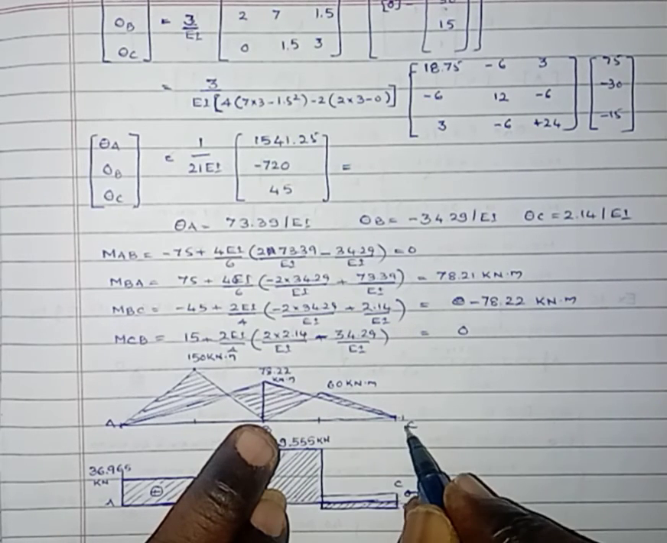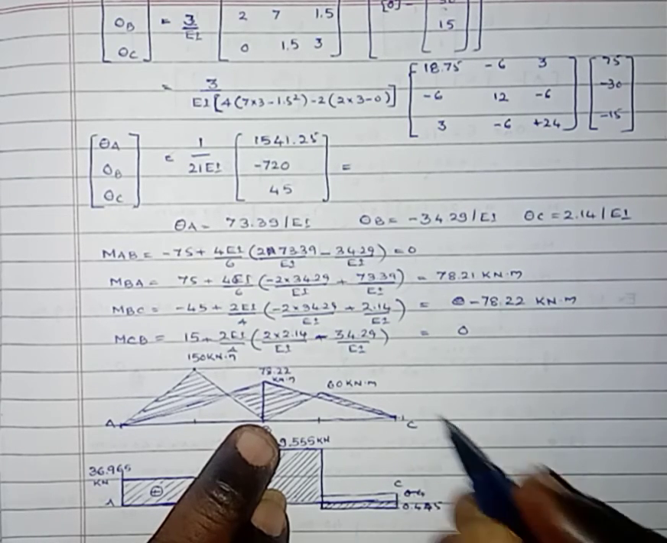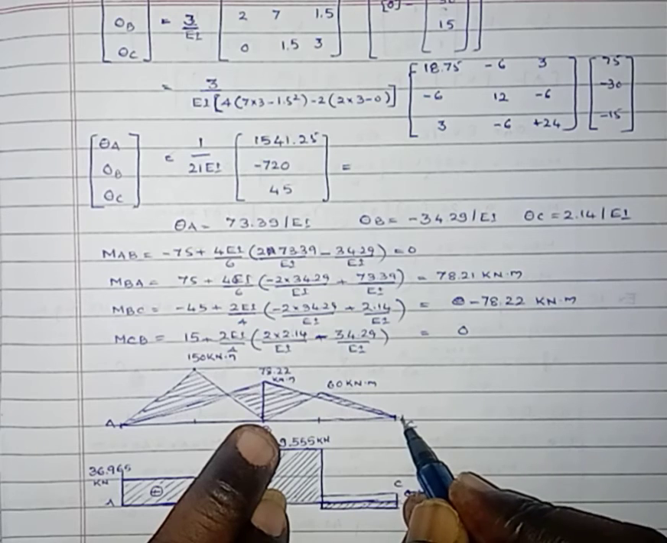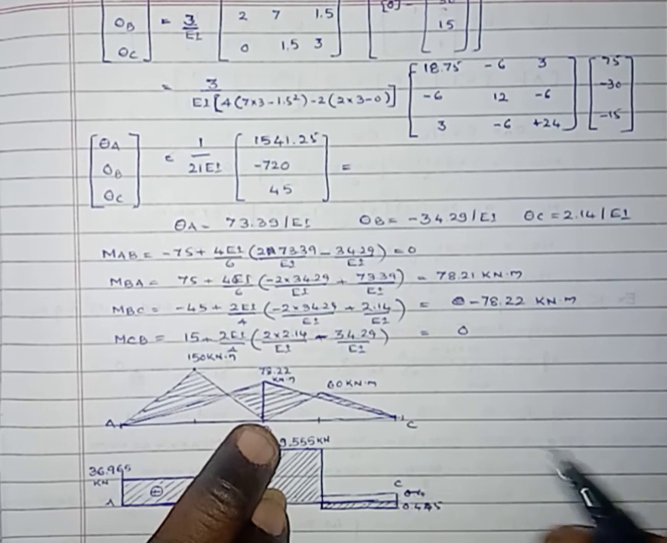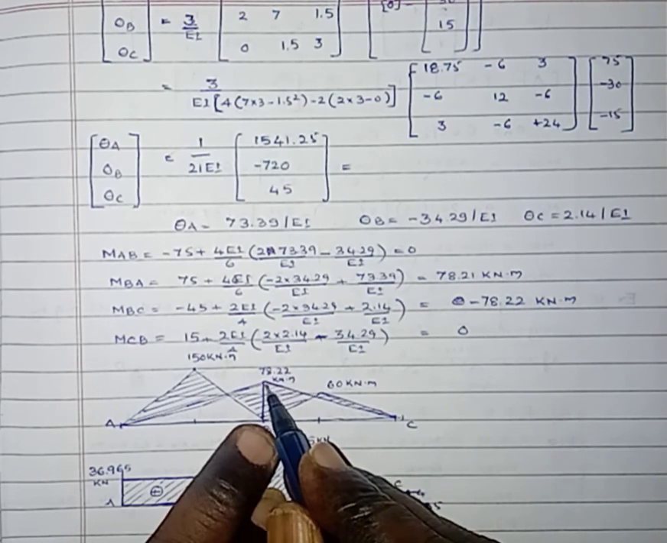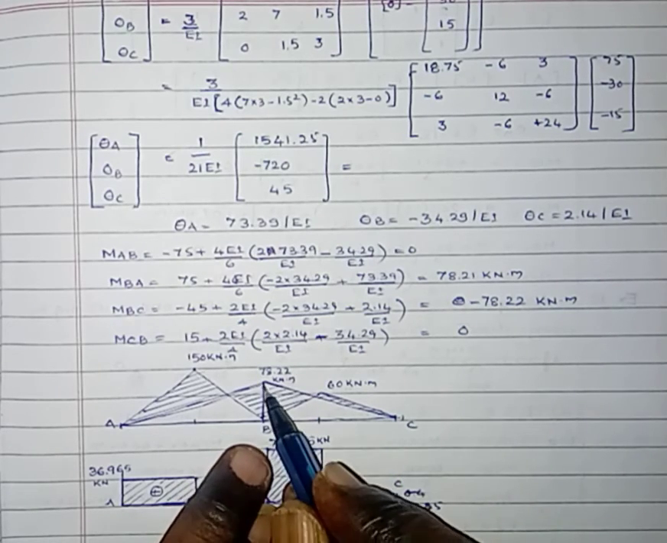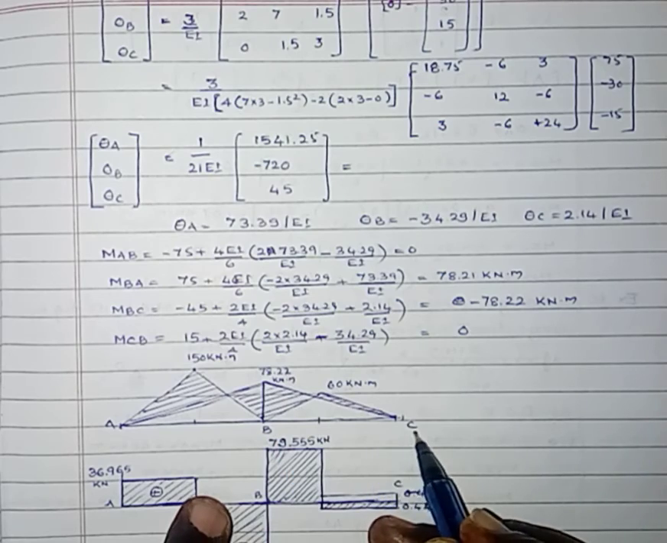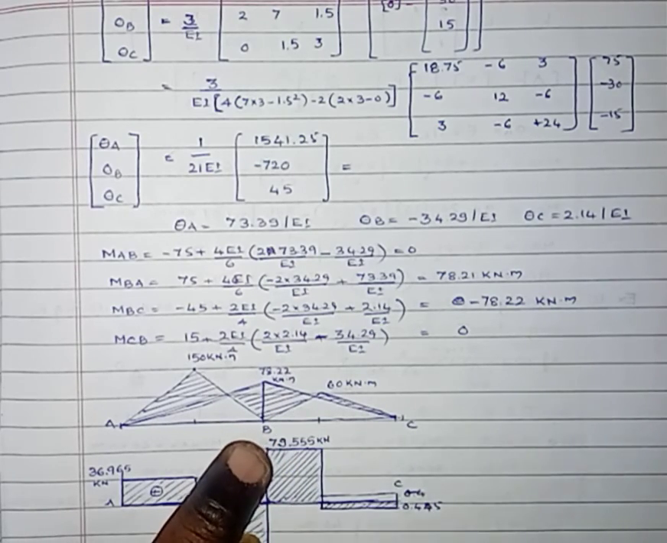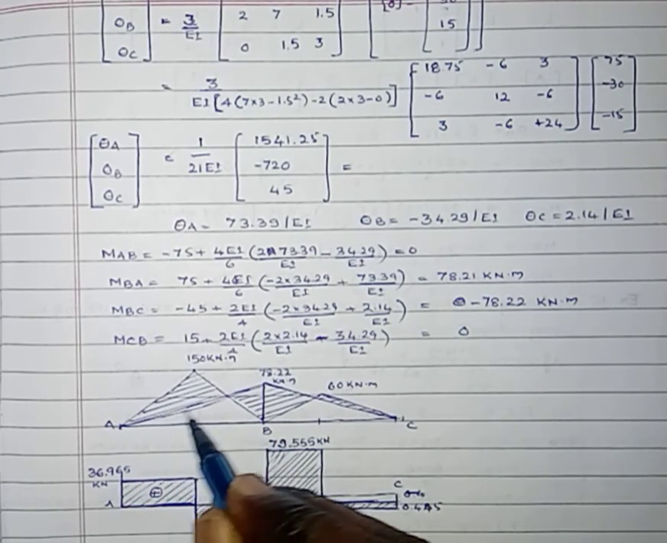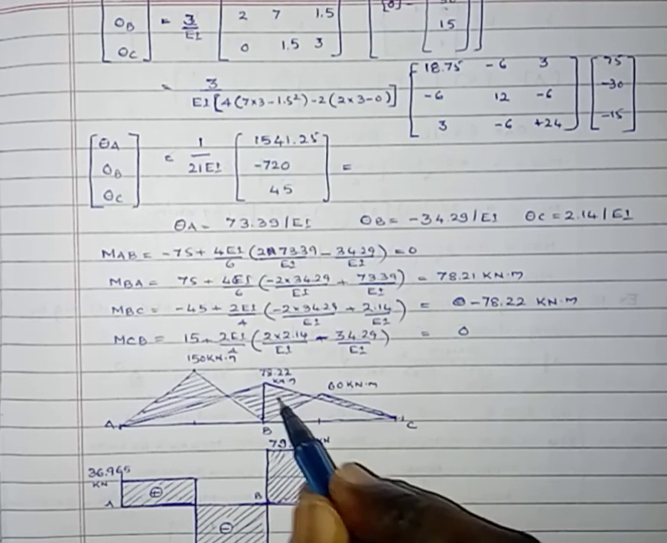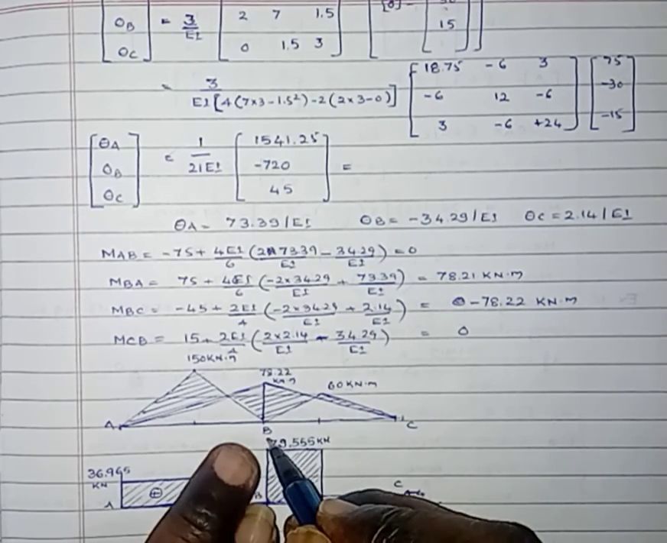Then similarly at C, that is an end support on simple support. At C the bending moment is 0. Then join these two points by a straight line. Here this is the support moment diagram. That one is a triangle. The ordinates at A and C are 0, at B that is 78.22.